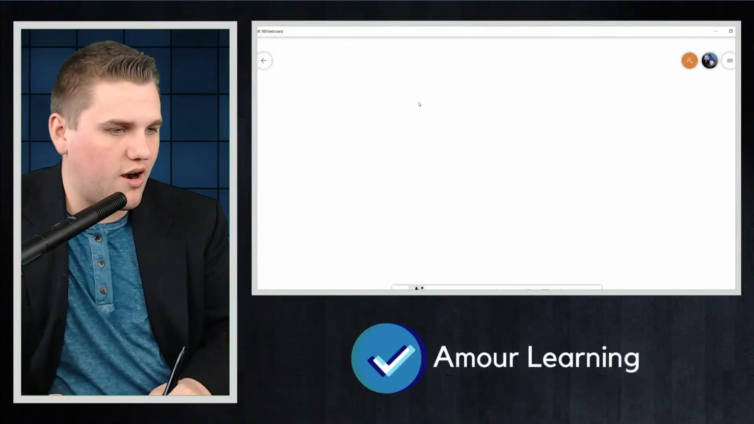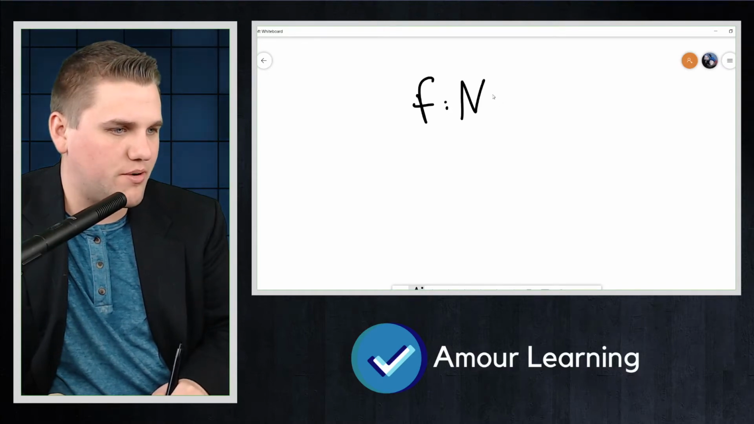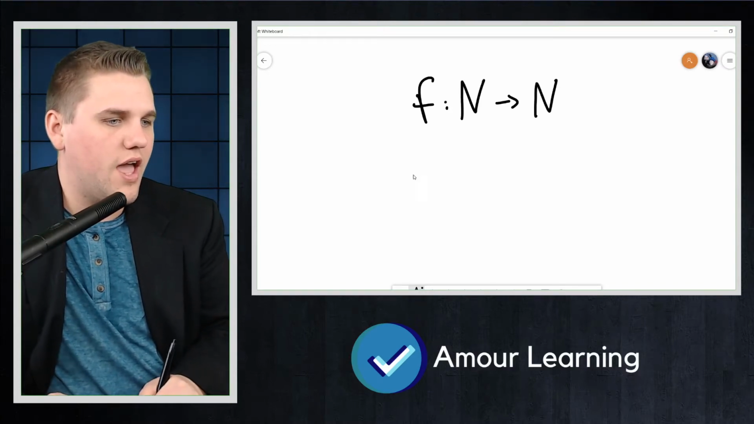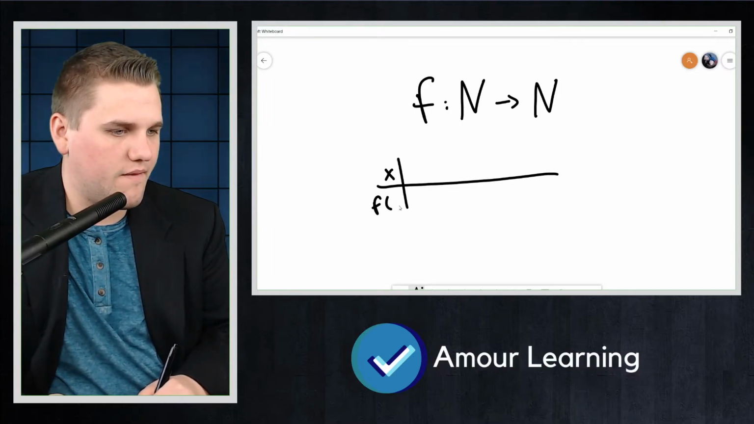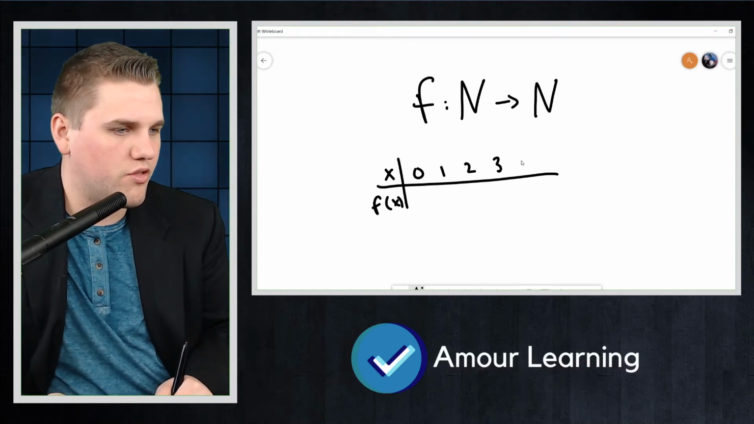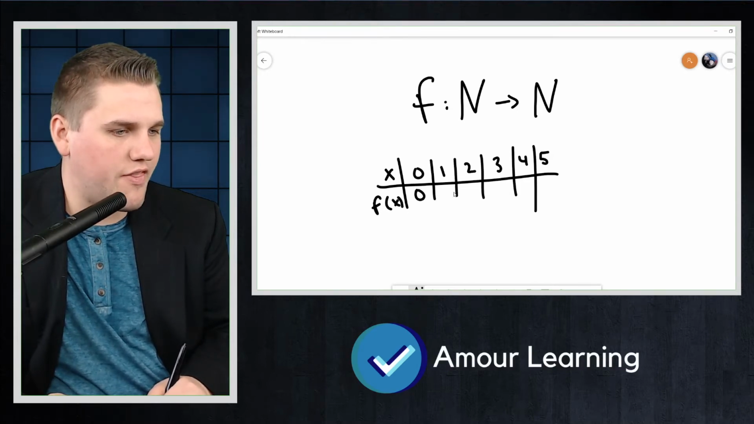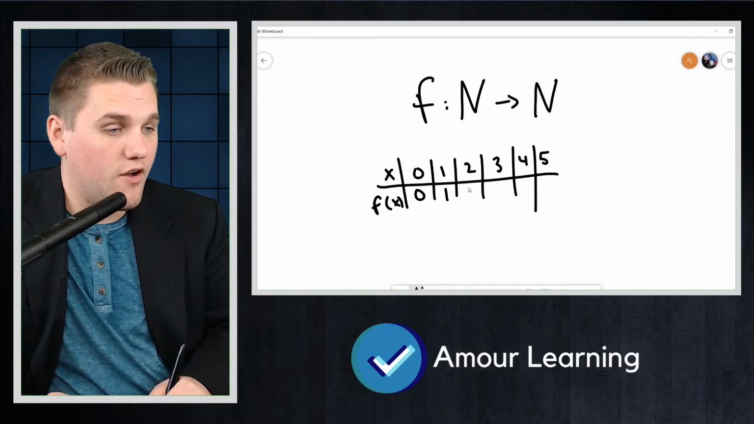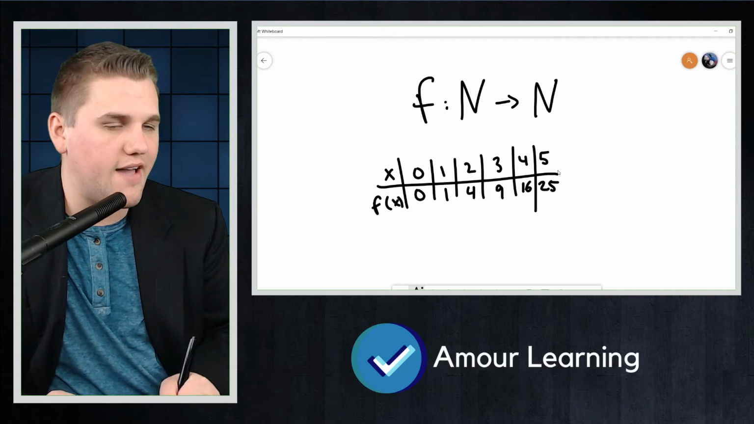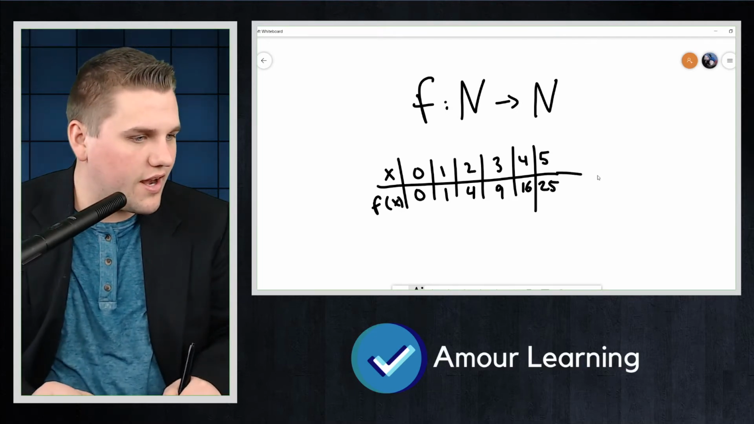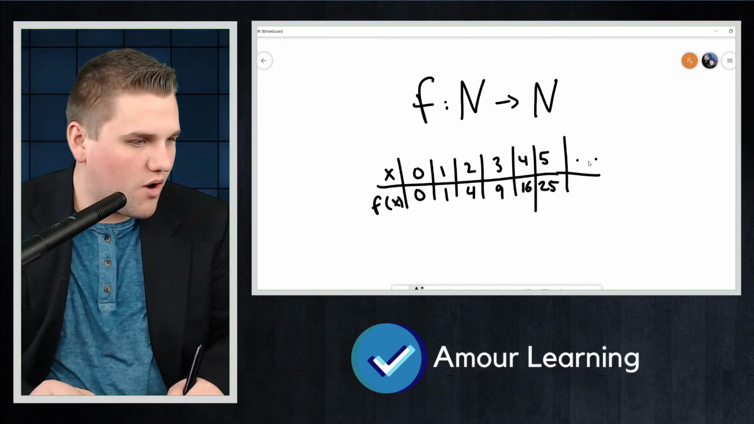We're going to be working from the natural numbers to the natural numbers. And we're going to find the function with this table here. The inputs are 0, 1, 2, 3, 4, 5, and the outputs are going to be 0, 1, 4, 9, 16, 25. And then so on.